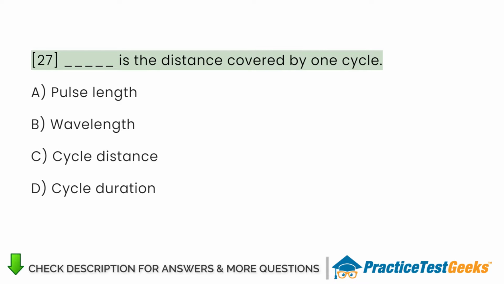Is the distance covered by one cycle? A. Pulse length. B. Wavelength. C. Cycle distance. D. Cycle duration.